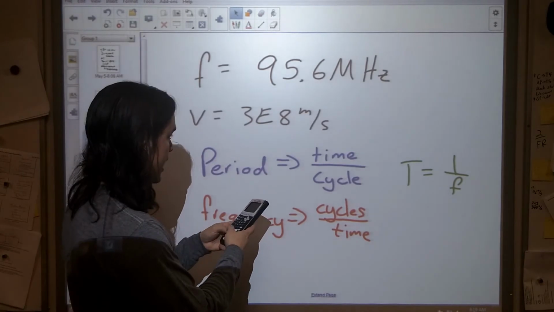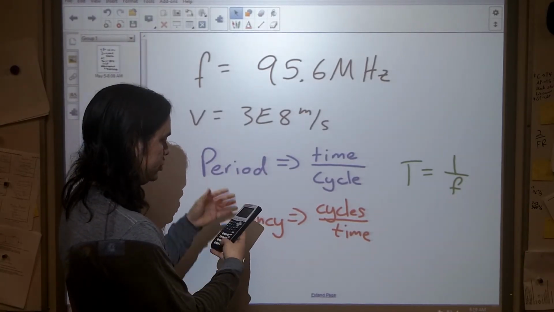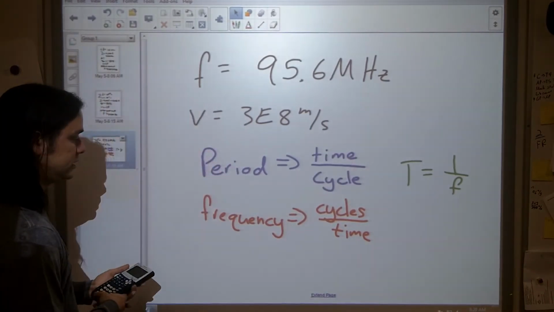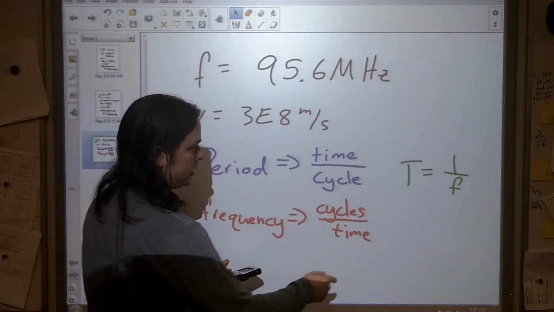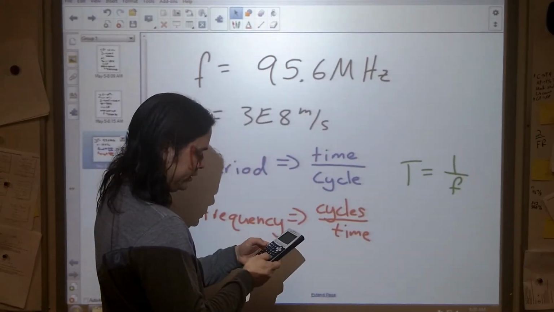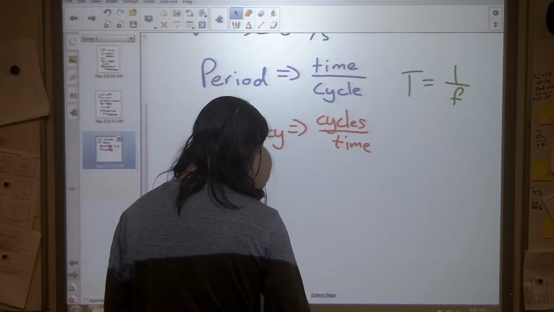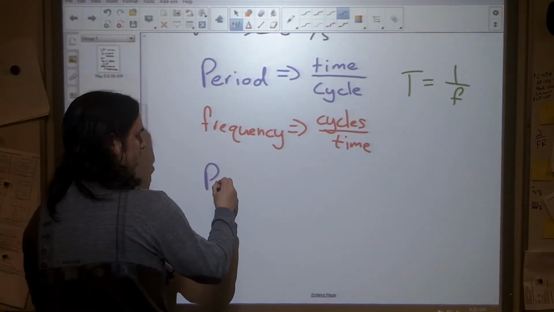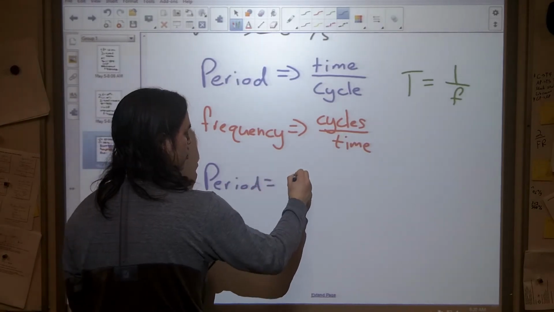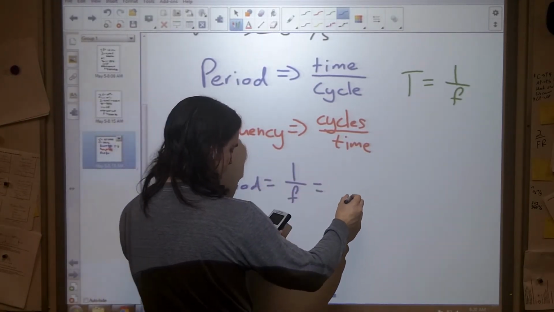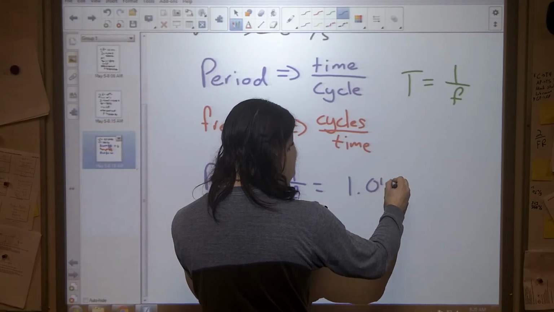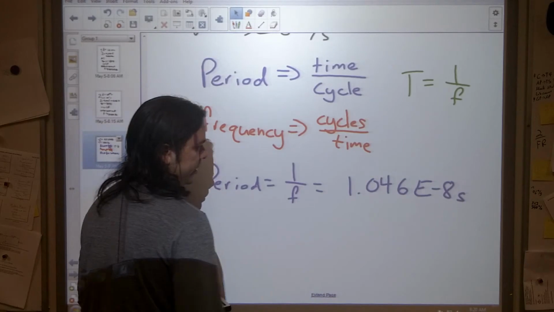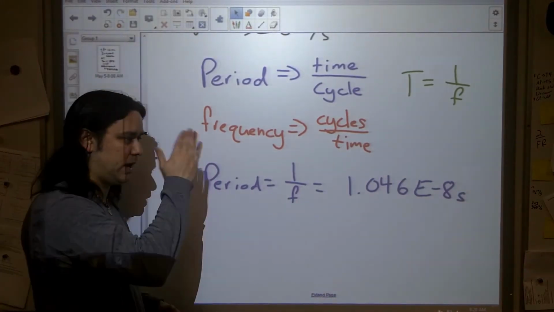It is 95.6 times 10 raised to the positive 6th hertz, mega being times 10 to the 6th. So what I need to do then, if that's my frequency, is take 1 divided by that, and we should find the period, the time it takes to make just one wave. So the period is equal to 1 over our frequency, and what I end up with is 1.046 times 10 to the negative 8 seconds. It takes about 10 nanoseconds for us to make one wave.